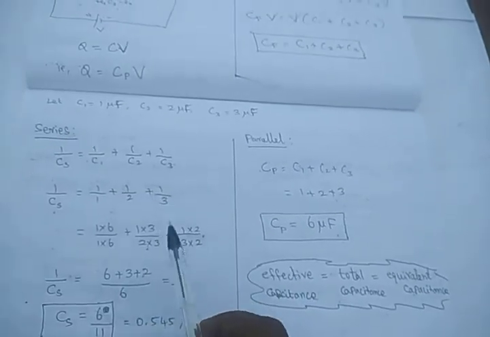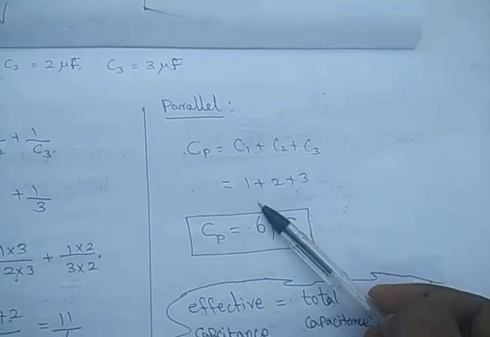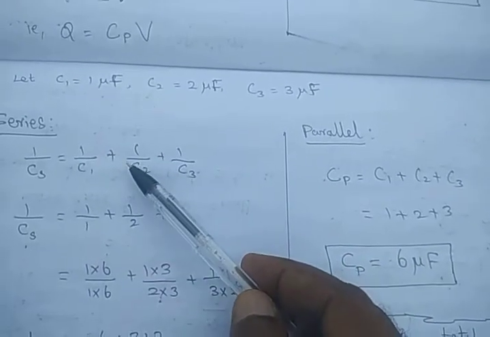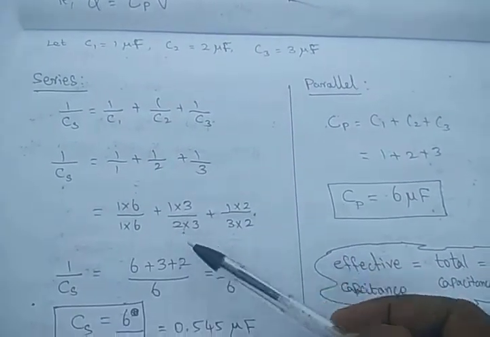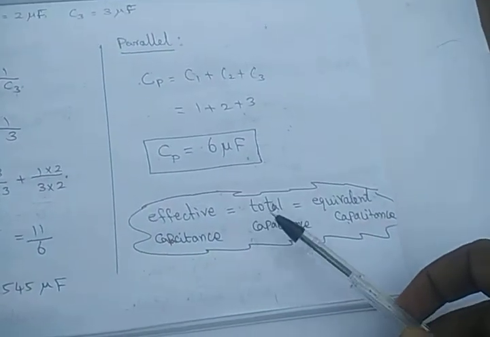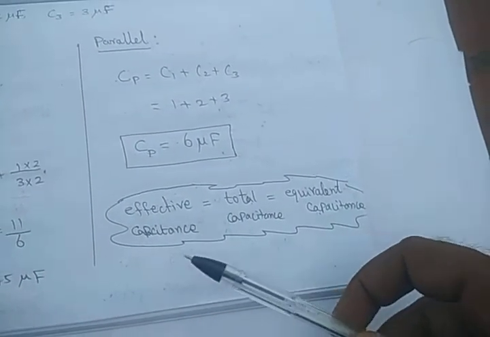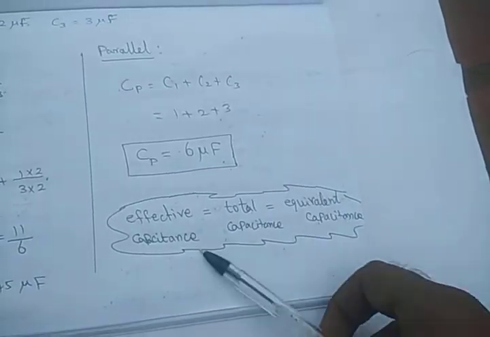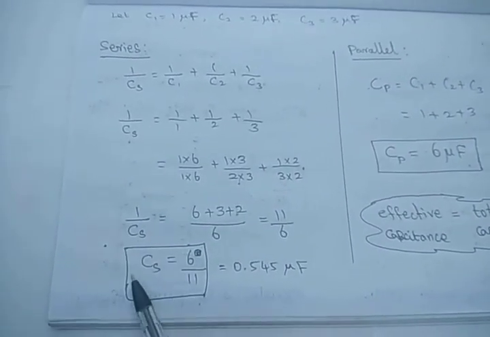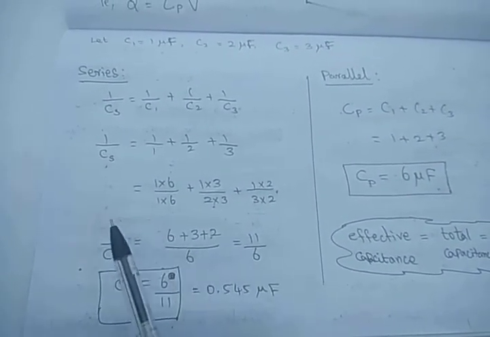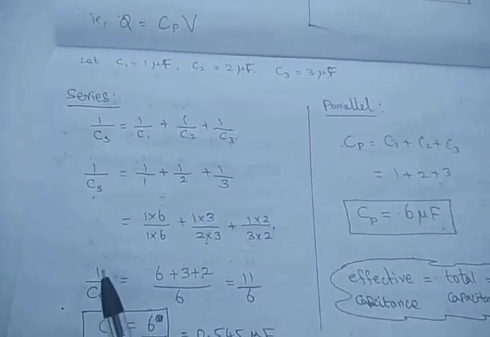So whenever we want to increase the capacitance value, we have to connect the capacitors in parallel. When we want to decrease the capacitance value in a circuit, we have to connect the capacitors in series. In examinations or question papers, they may ask you to find the total capacitance, effective capacitance or equivalent capacitance. All these represent the same value. In parallel it is Cp, in series it is Cs. Again I will remind you, don't forget to take the reciprocal when doing the calculation in series combination.